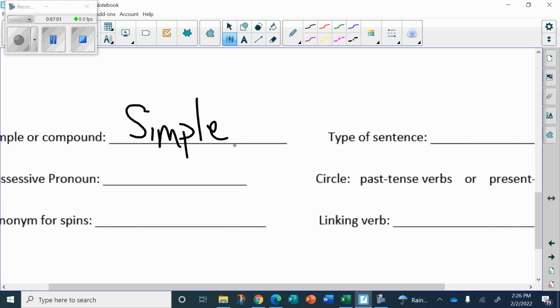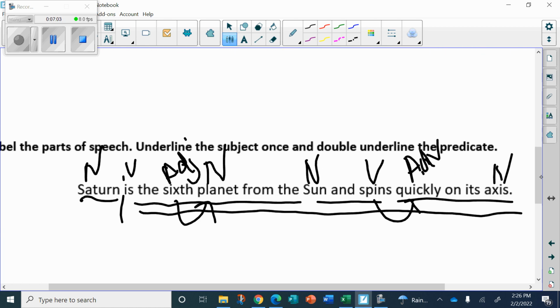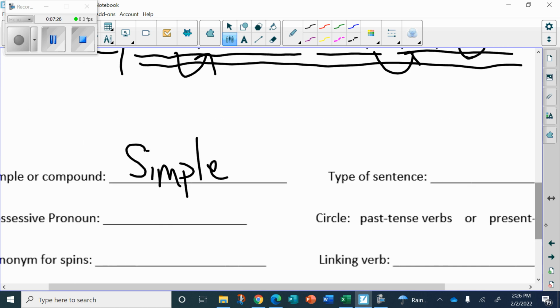Now we want to know what our possessive pronoun is. Well, let's look at that. Do you see any pronouns? I see I, me, what, he, she, it. Oh, I see it. Its axis. Yeah, that's showing possession. The axis belongs to it, so it is a possessive pronoun. No, you do not put an apostrophe with that possessive pronoun, because if it was apostrophe s, then it would be it is, the contraction.